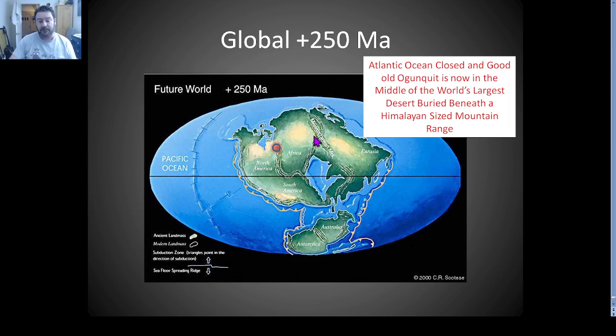So, basically, Africa has rotated almost 90 degrees, well, a quarter, so maybe 60 degrees. Eurasia is now facing south, southeast rather. The Pacific Ocean is now the largest ocean. Alaska looks like it's separated, and the Bering Sea is split.